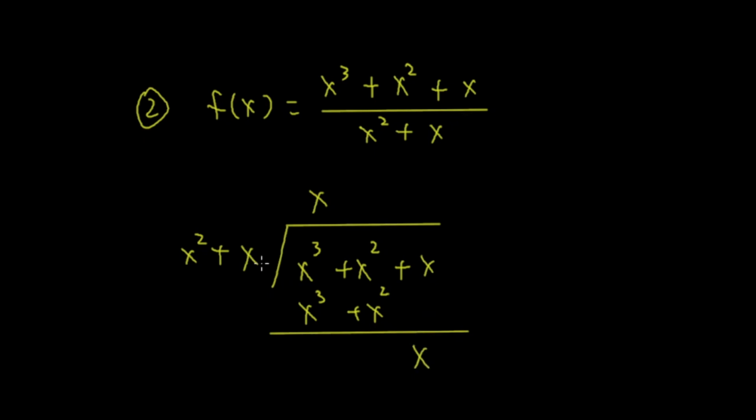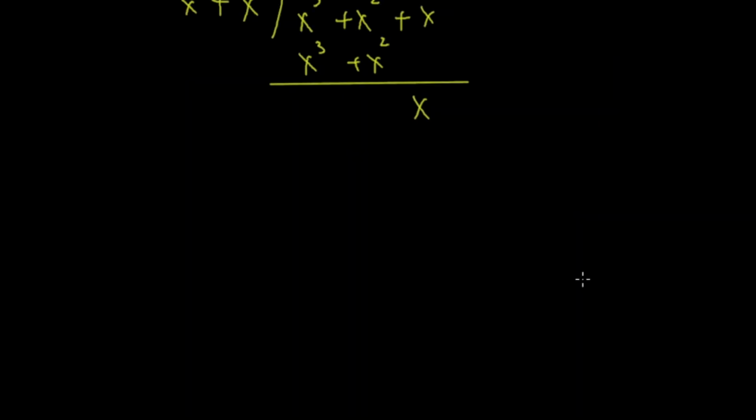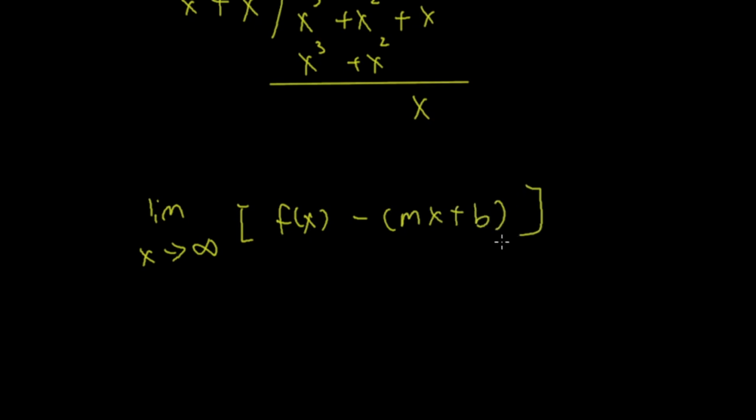Can you still divide x squared plus x into x? No, you cannot. So that's it. You have to stop here. So this is the oblique asymptote, y equals x. Again, let's put it into the limit and see what we get. Limit as x approaches infinity, right? f of x minus mx plus b.